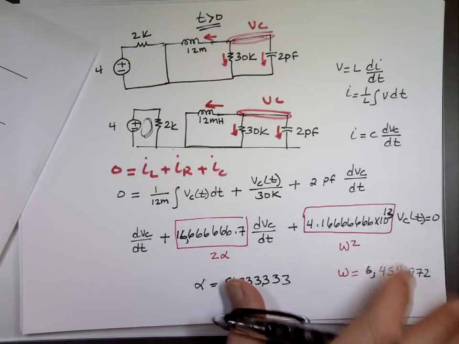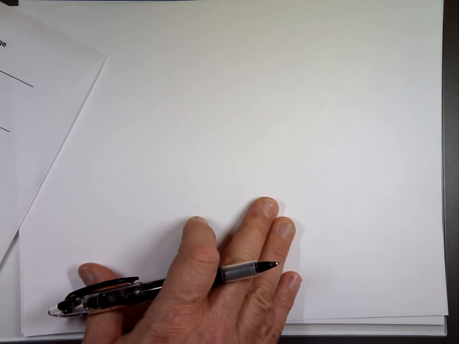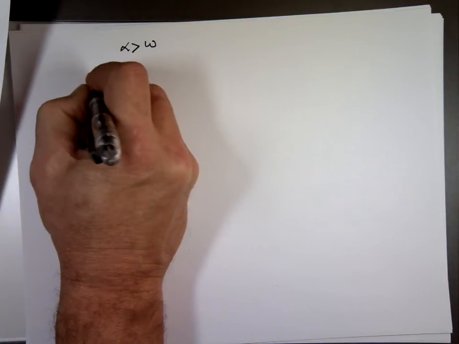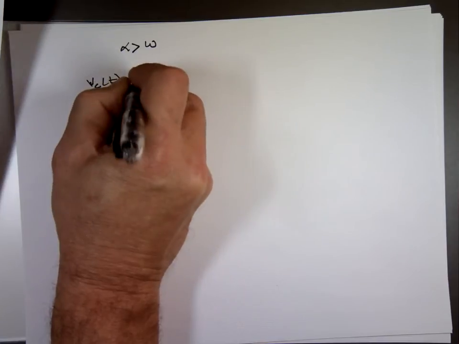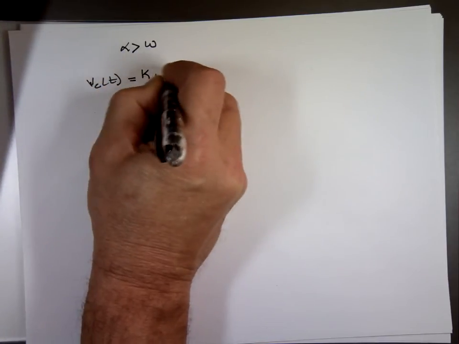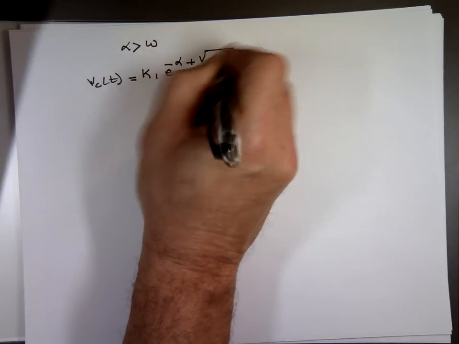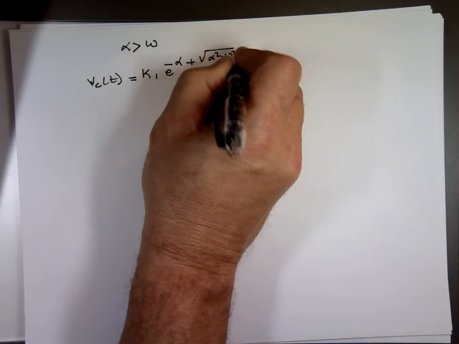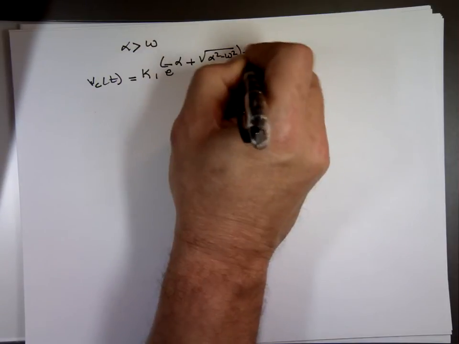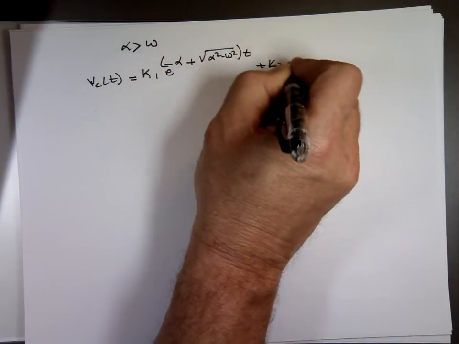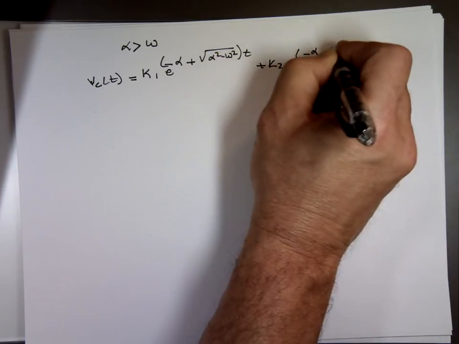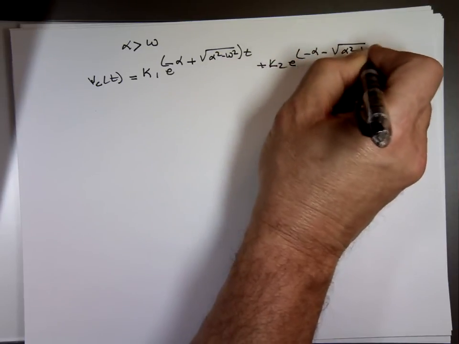So this time alpha is bigger than W, so the solution is going to be K1 e to the negative alpha plus the square root of alpha squared minus W squared t, plus K2 e to the power negative alpha minus the square root of alpha squared minus W squared t.